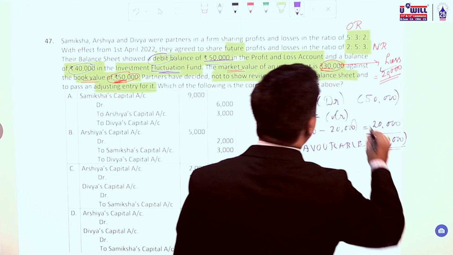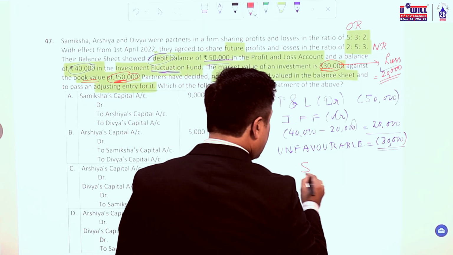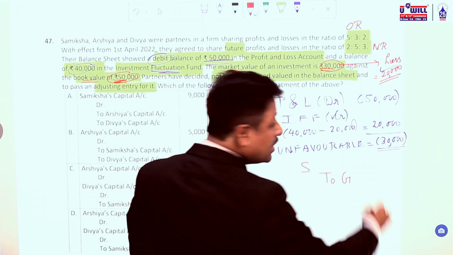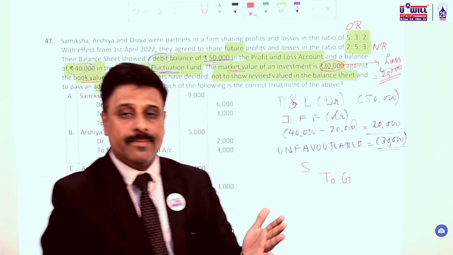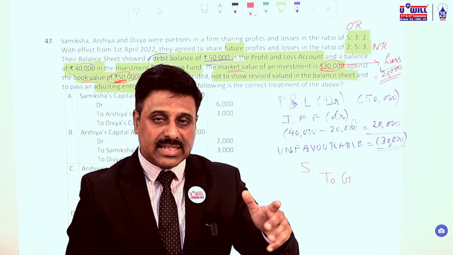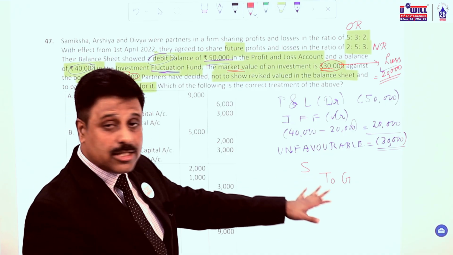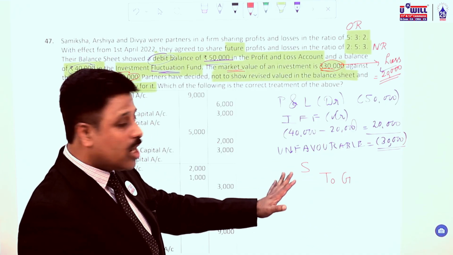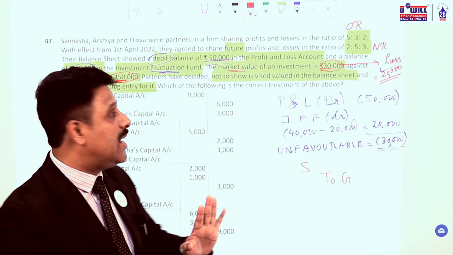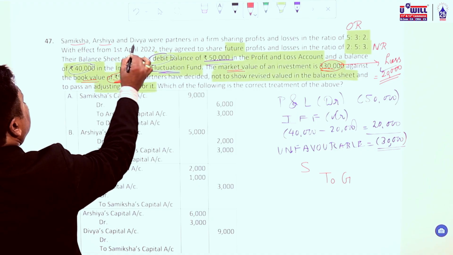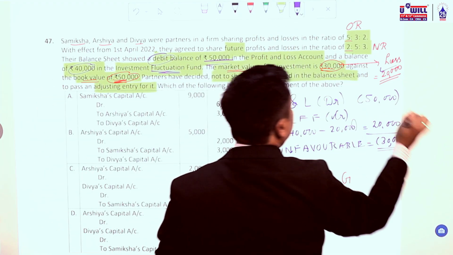Now, what would be the adjusting entry if there is an unfavorable balance? Sacrificing partner's capital account debit to gaining partner's capital. If favorable, then gaining to sacrificing, just like goodwill. But if it is unfavorable, then the reverse entry, sacrificing to gaining partners, with sacrifice ratio and gain ratio. In short, whether it is a favorable or unfavorable balance, first we have to find each partner's sacrifice and gain from the old ratio and new ratio. Let us find that first.